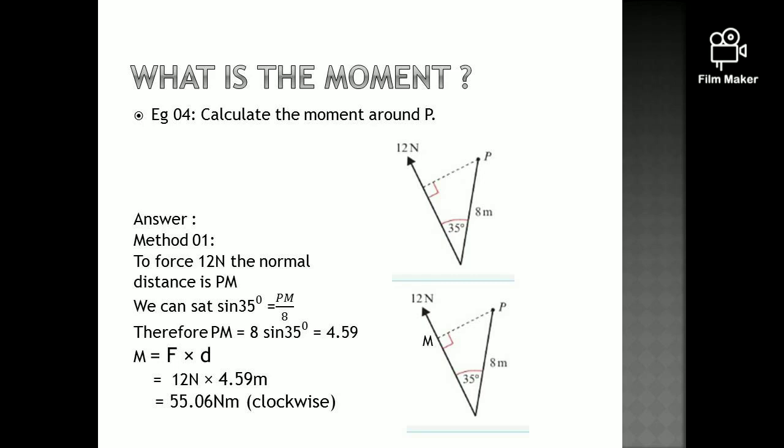55.06 Newton meters clockwise. The same technique applies. You keep your pen at point P and try to apply a force of 12 Newton in the direction of the 12 Newton force. There you can understand that it rotates clockwise. So, the moment is 55.06 Newton meters clockwise.